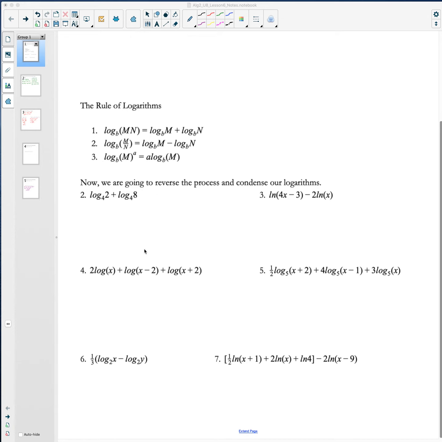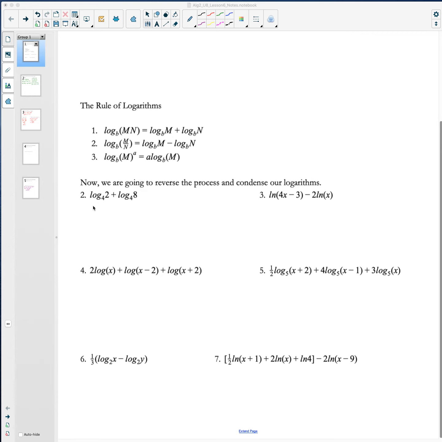Some general guidelines as we condense: typically you want to take care of the power property first. If we have that a, typically what we want to do is move that a value in, and then we can start doing our product or quotient properties and condensing that way.